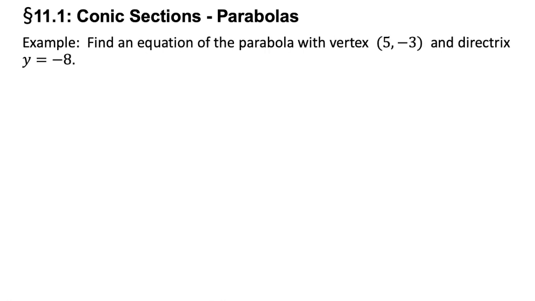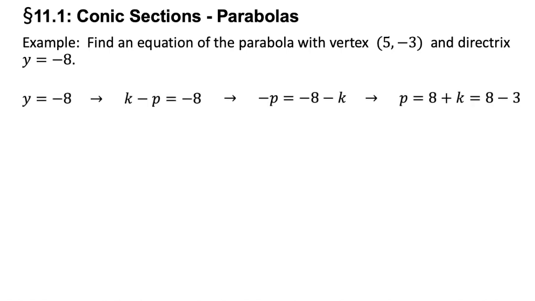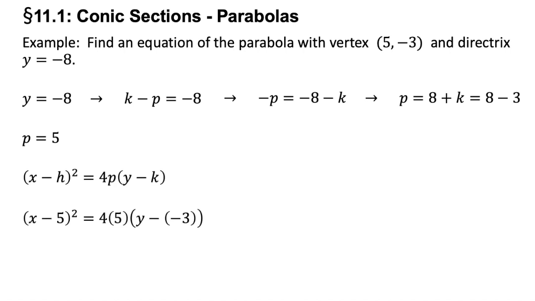In this example, we want to find the equation given vertex and directrix. Using directrix and k, we can find p as k minus directrix, that is, p equals 5. So we use (x minus h) squared equals 4p(y minus k) and vertex and p to find the equation as (x minus 5) squared equals 20 times (y plus 3).